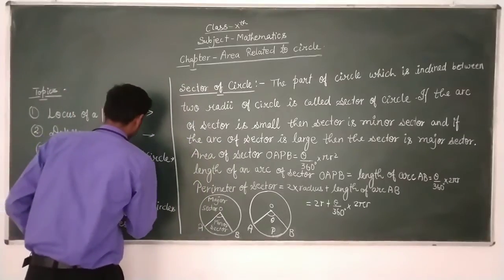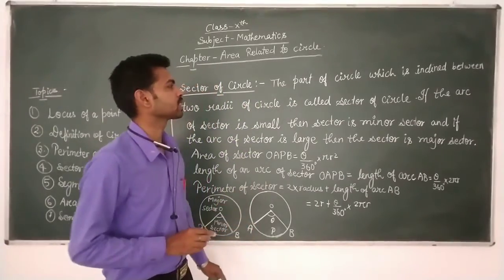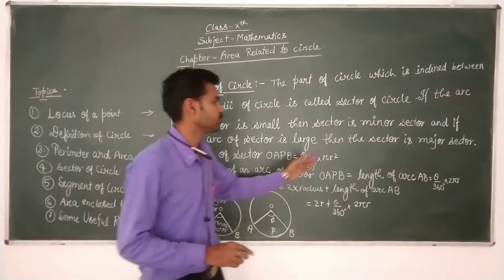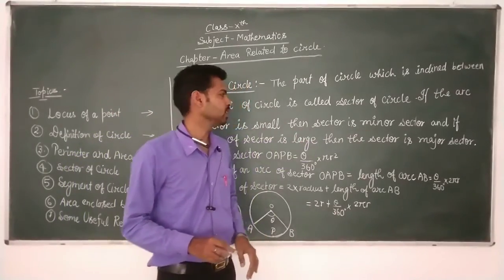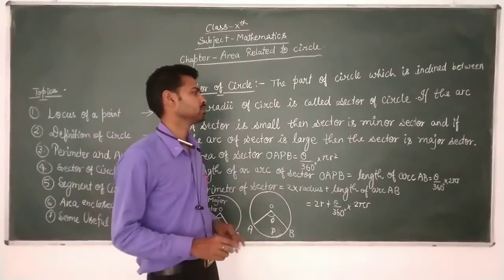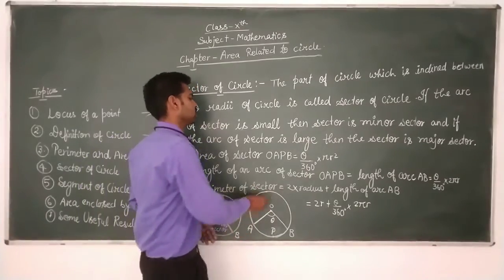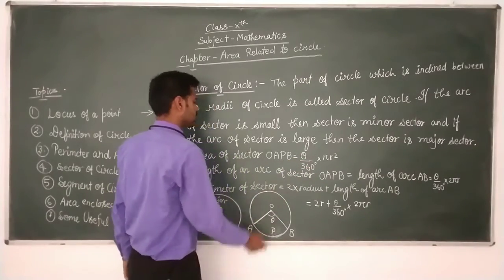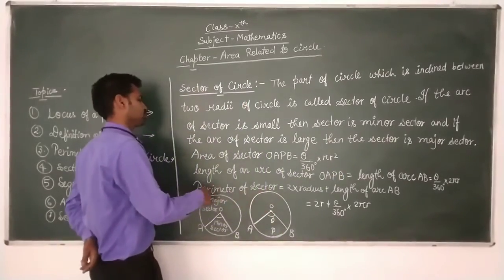Now fourth topic is sector of a circle. The part of a circle which is enclosed between two radii of the circle is called a sector of a circle. If the arc of the sector is small, then it is a minor sector, and if the arc of the sector is large, then it is a major sector. Area of sector OAPB is equal to theta upon 360 degree, where theta is the angle between the two radii and 360 degree is the whole angle at the center, into pi r square, the area of the circle.